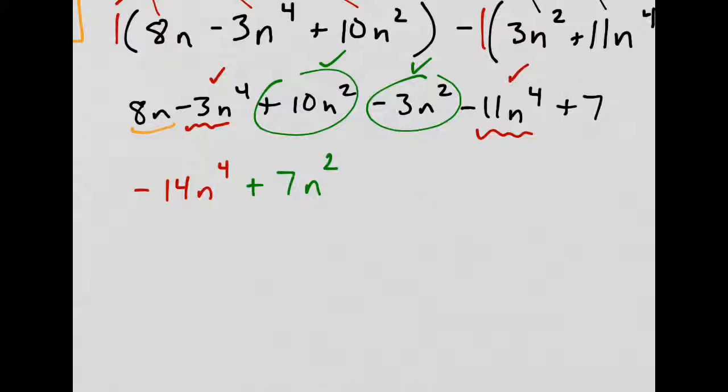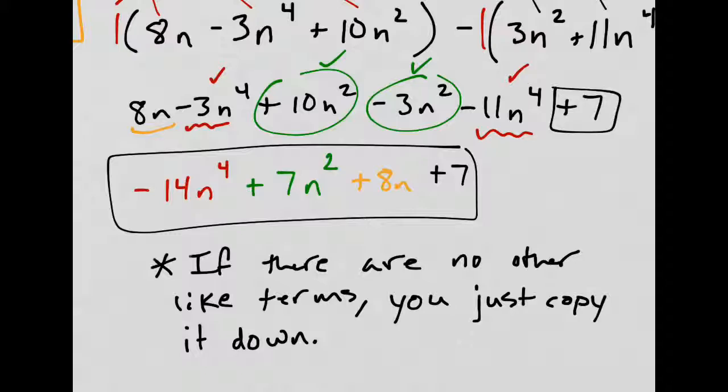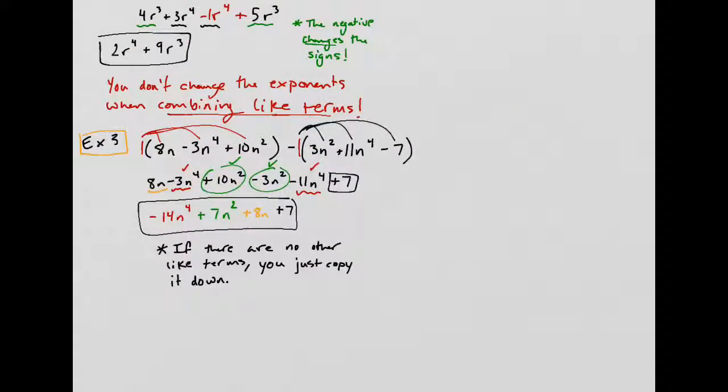Okay, what about 8n? Are there any other like terms? Nope. So I just have to write down plus 8n because it's positive. And then the last one is a 7. I don't have any like terms, so you just write it down. So that's my answer. If it doesn't have like terms with something else, you just write it down. And there you go. That's all you gotta do.